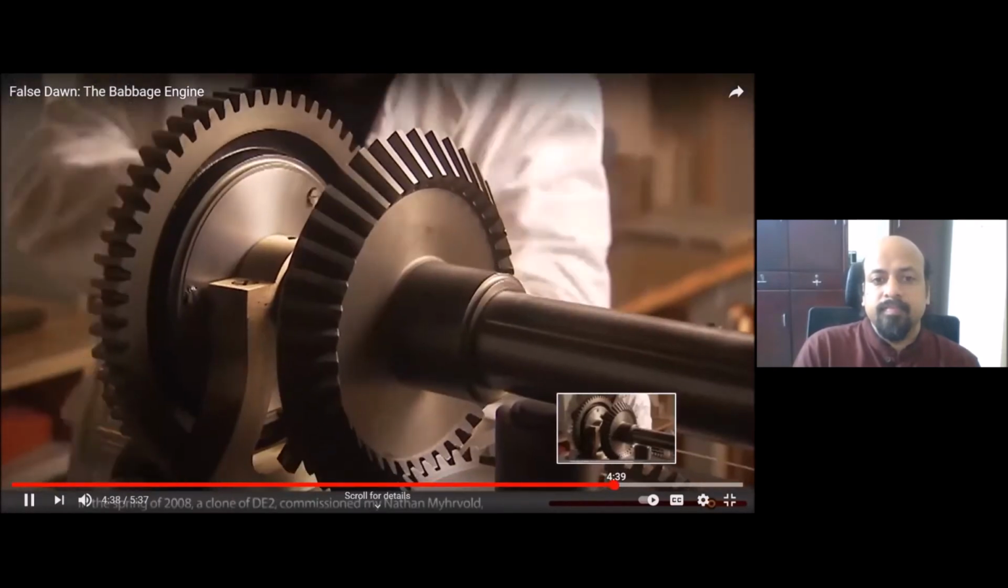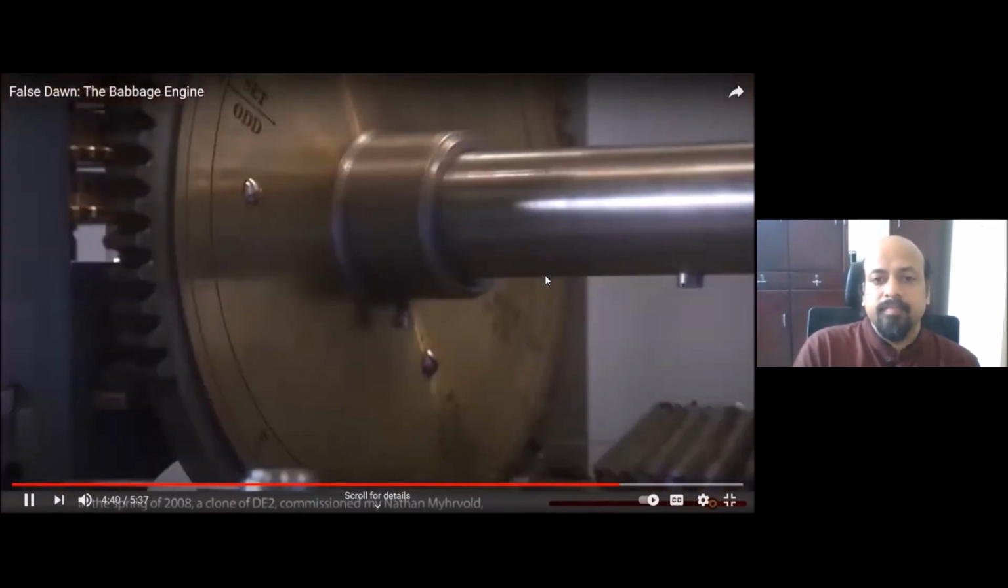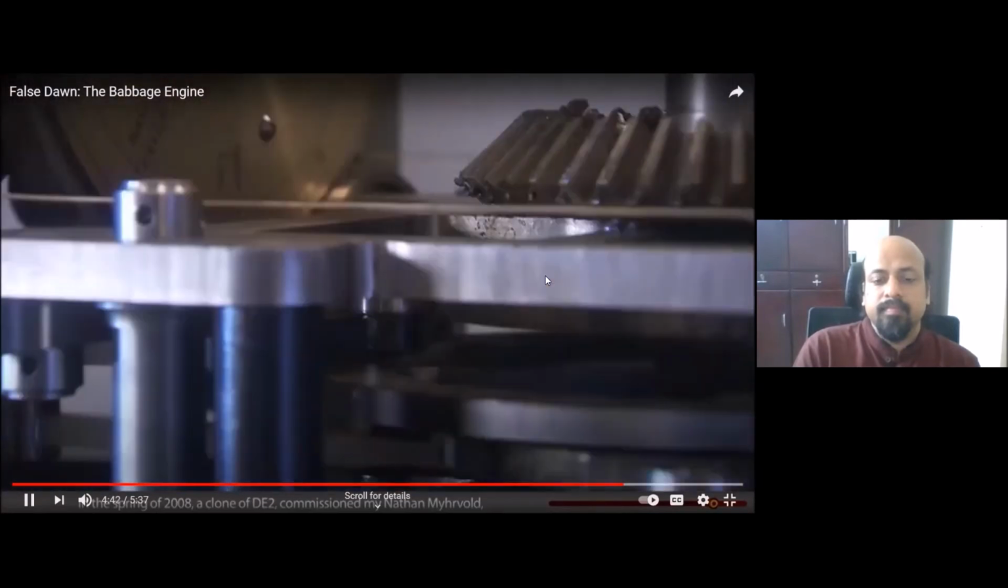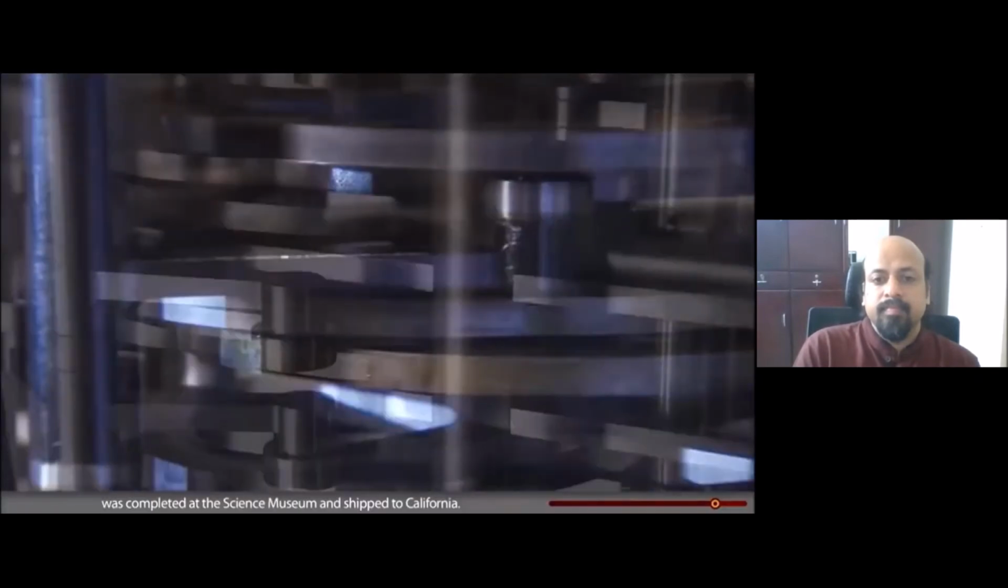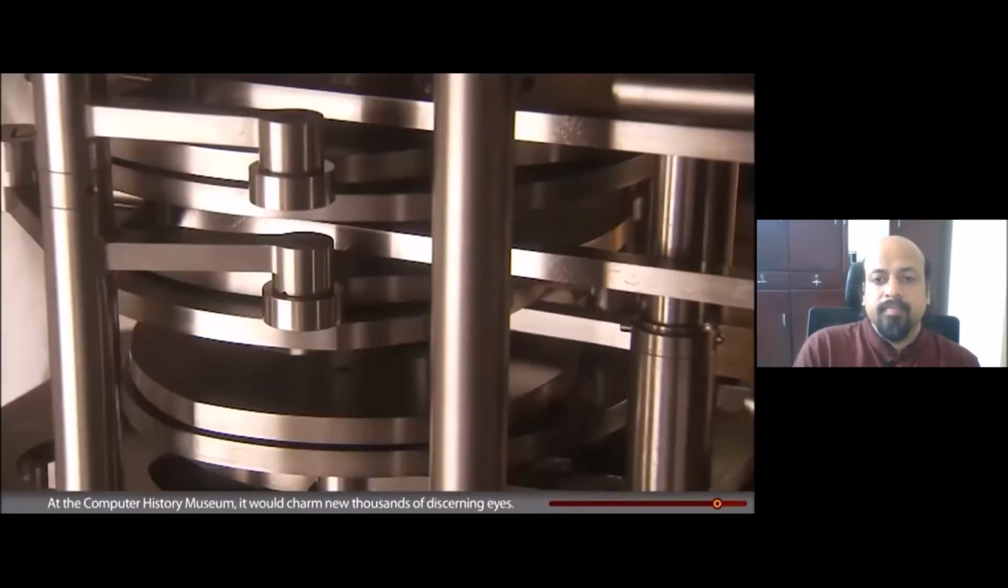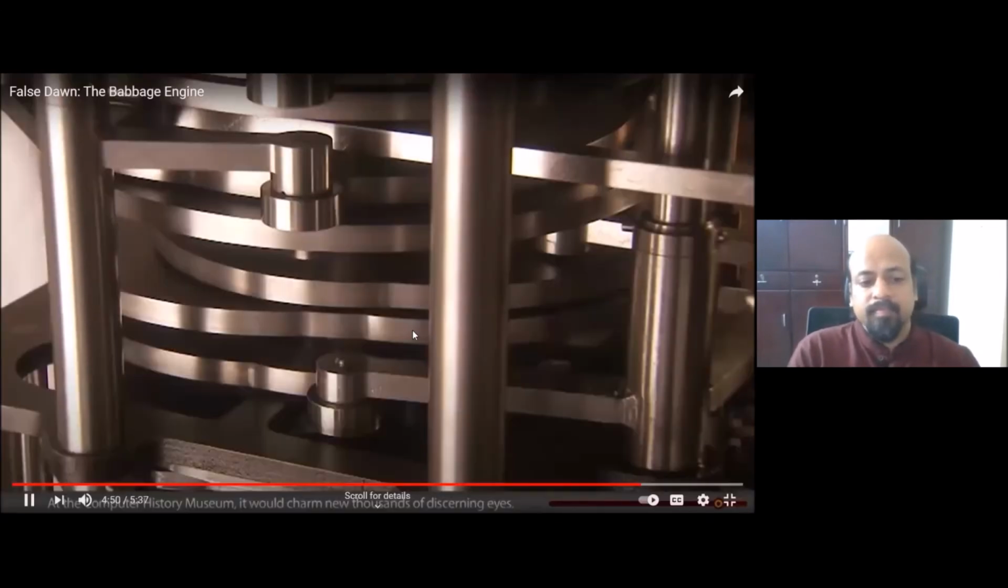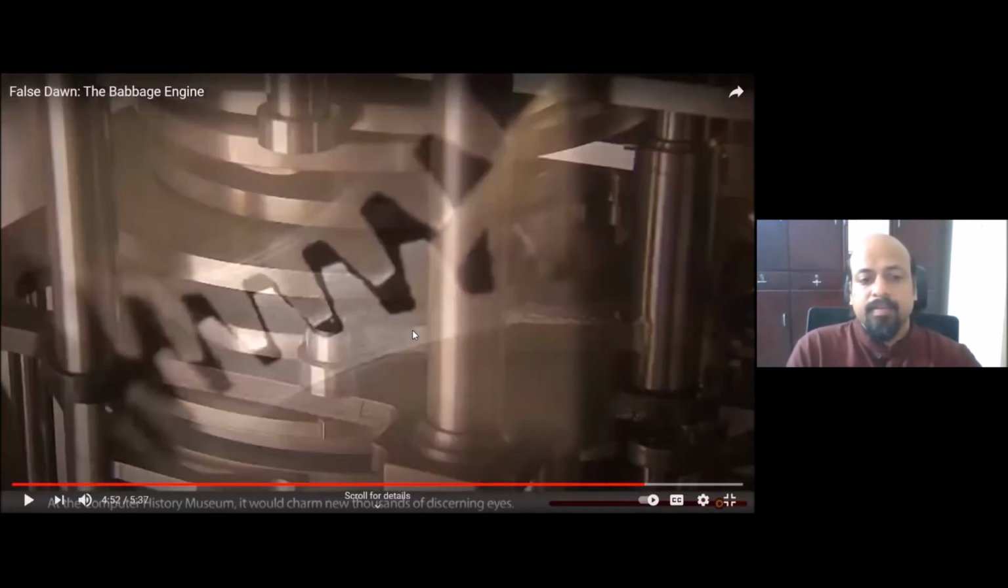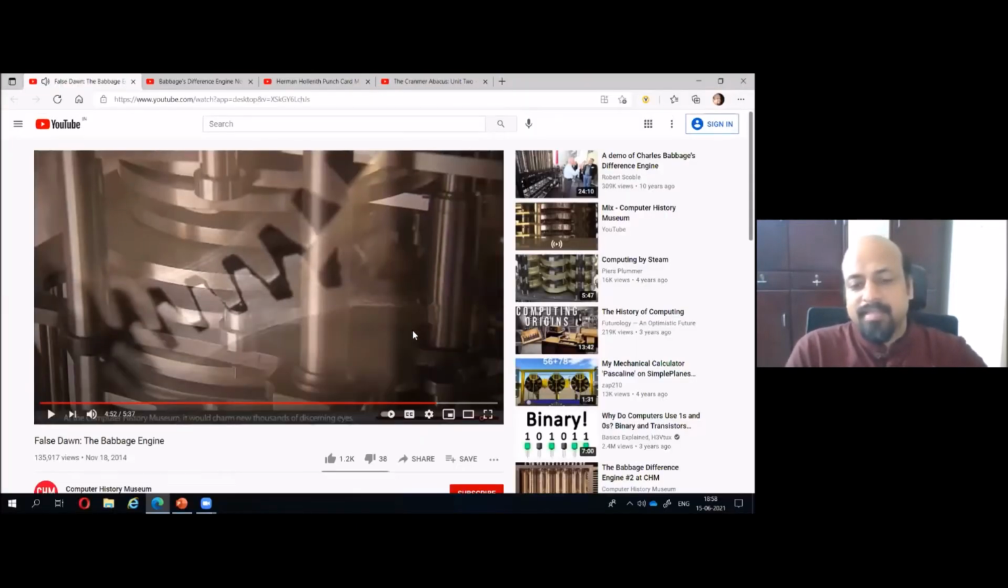In the spring of 2008, a clone of DE2 commissioned by Nathan Myhrvold was completed at the Science Museum and shipped to California. At the Computer History Museum, it would charm new thousands of discerning eyes.